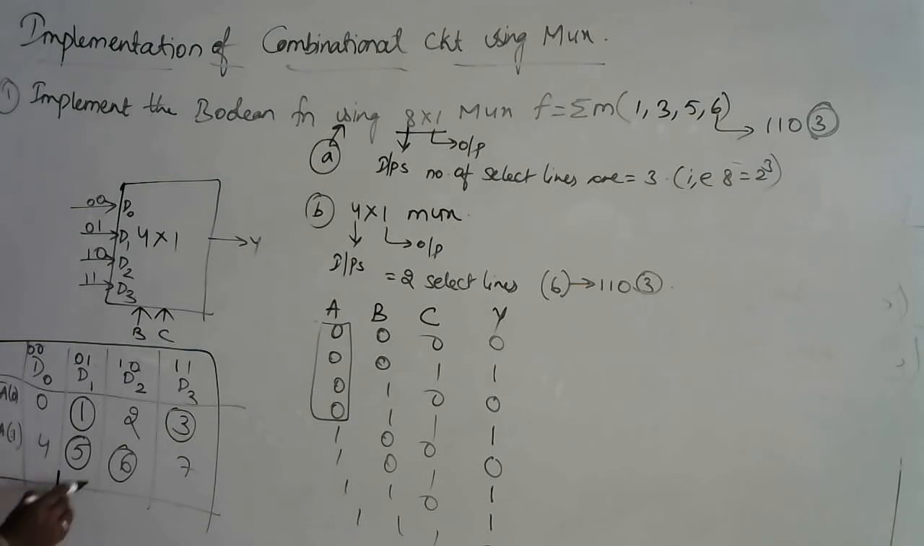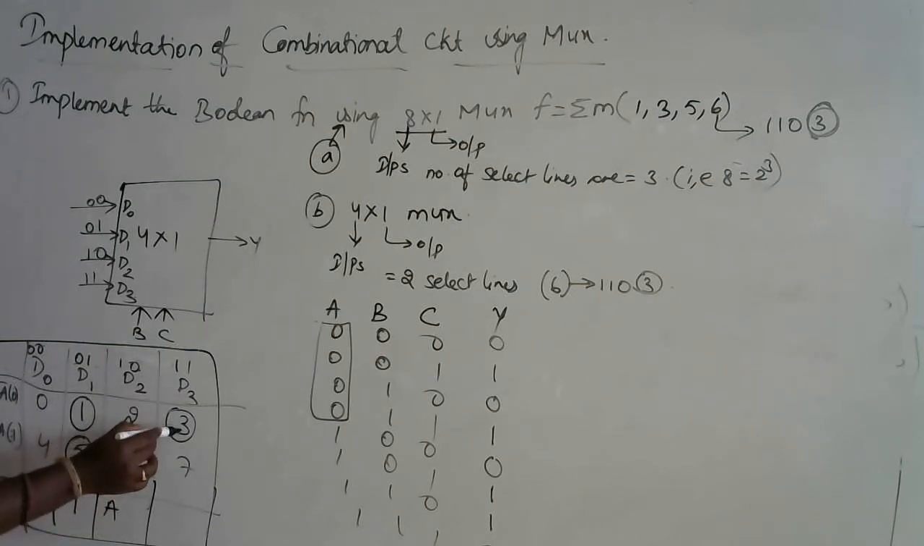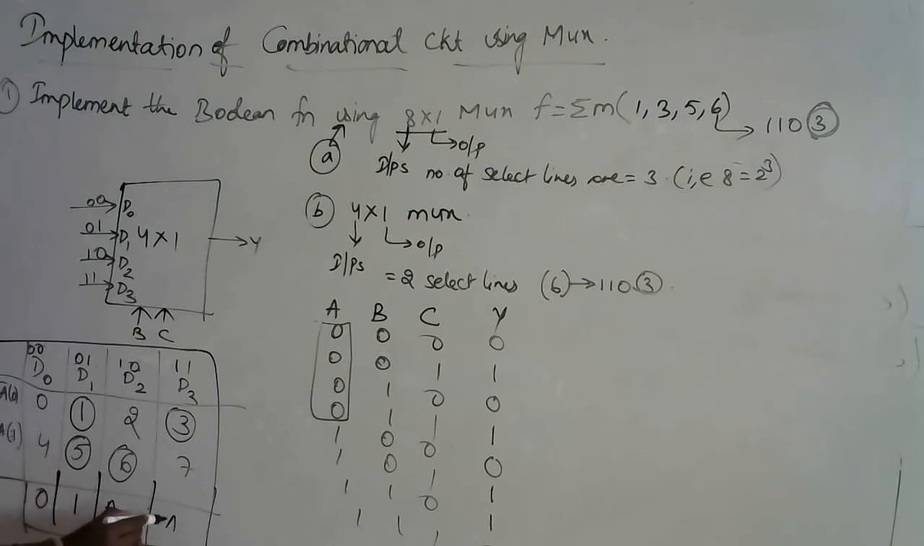Now if you observe here, in the D0 column, both of them are not circled. If none of them are circled, keep it as 0. If all the numbers are circled, keep it as 1. If only 1 is circled, whichever is circled, in the corresponding row you need to write down this is A. Here 3 is circled, the corresponding is A bar.